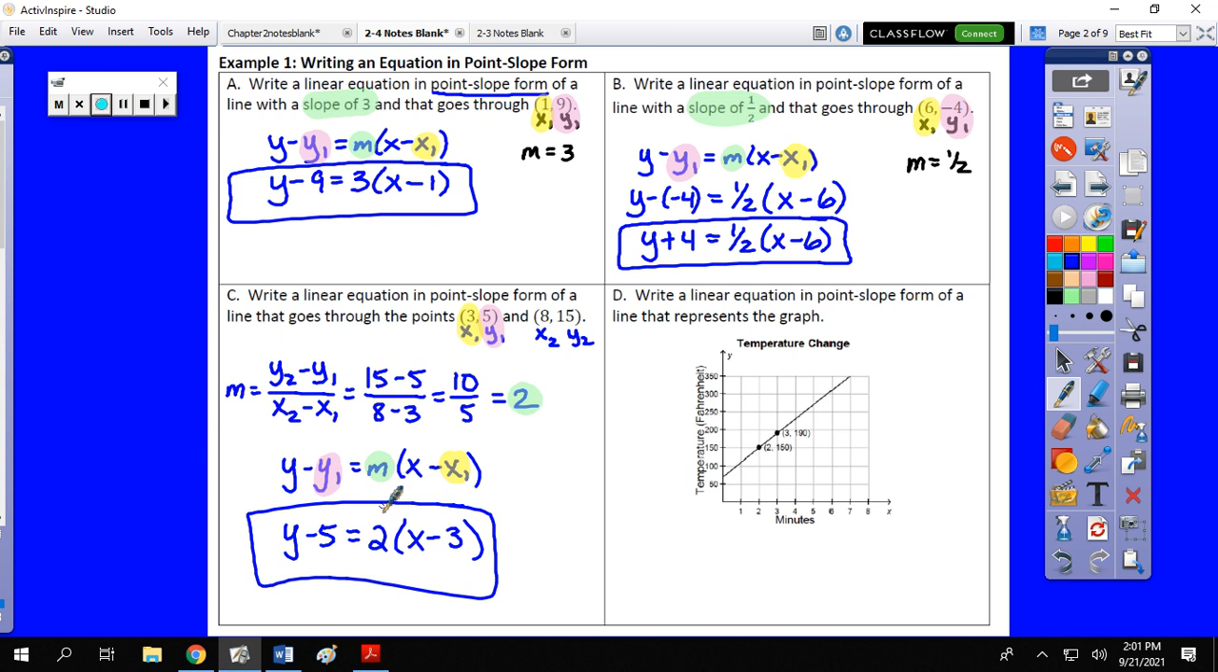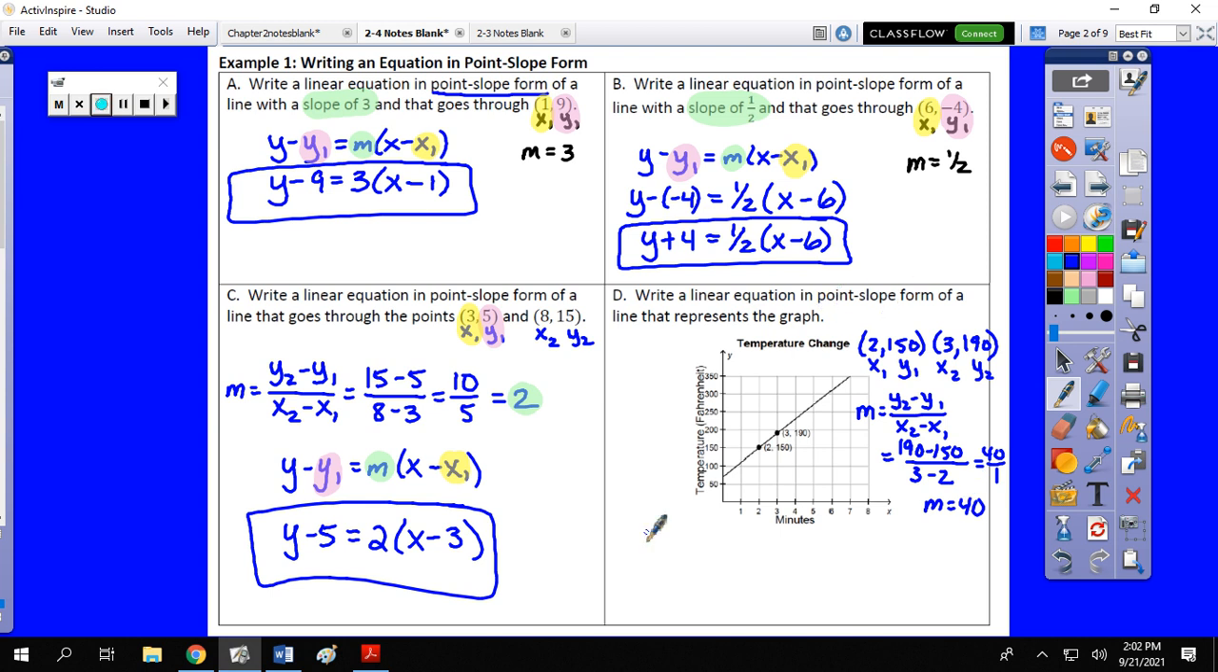Okay, so the 2 points that we are given on the graph are the points 2, 150, and 3, 190. Now you could do rise over run on the graph, but I'm going to approach this exactly the same way I did the last one, x1, y1, x2, y2. So the slope is y2 minus y1 over x2 minus x1. That would be 190 minus 150 over 3 minus 2, which is 40 divided by 1, so the slope is 40.